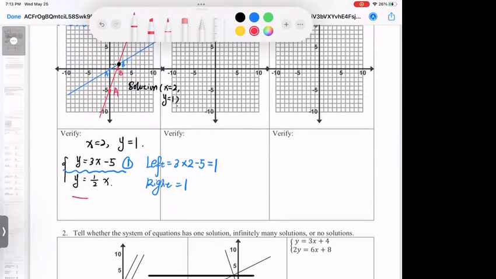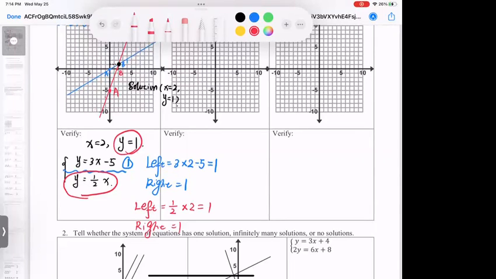That will be y is 1 out of 2x, when x is equal to 2. So 1 out of 2 times 2 is 1. The right side is also 1, right? Because y is equal to 1, right? So do you agree with that? So x is equal to 2, y is equal to 1 will be the solution of the equation system, right?